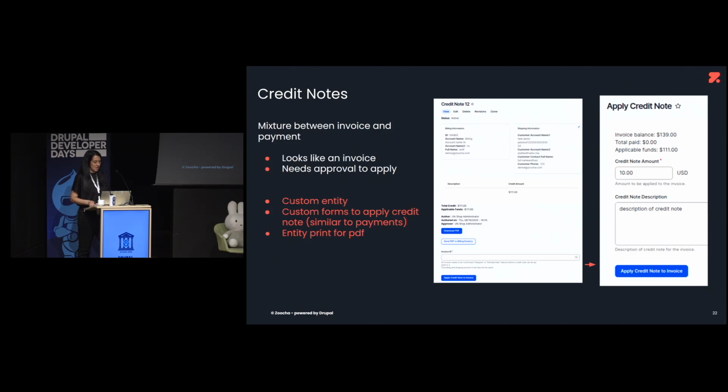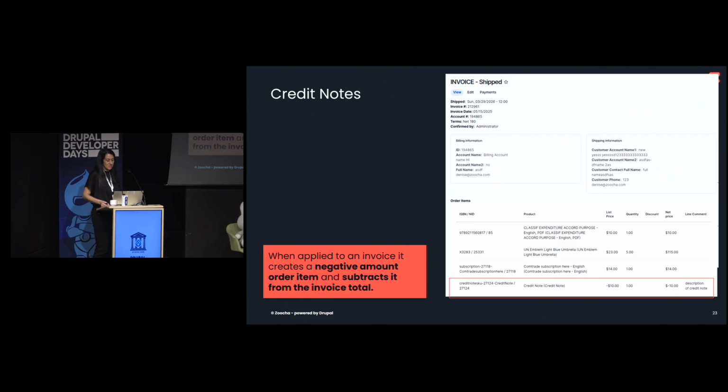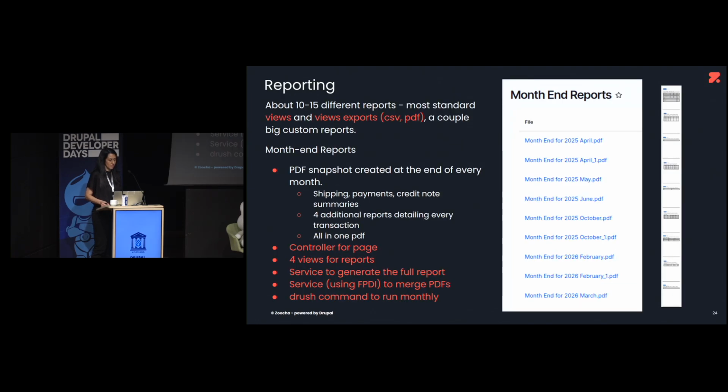So we have this created as a custom entity, and then we use custom forms to apply the credit note, similar to payments. And again, we're using entity print for the PDF. So once the credit note is applied, you can see it creates a negative order item on the invoice and subtracts it from the invoice total.